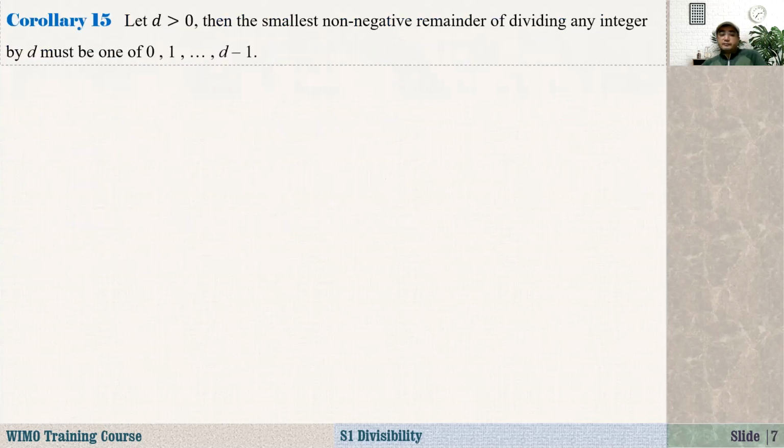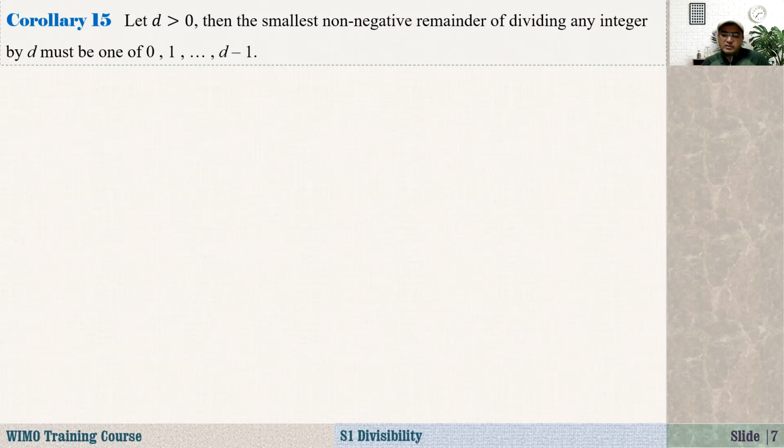Now let's get one corollary, a result of this one. Let d be a positive integer, then the smallest non-negative remainder of dividing any integer by d must be one of 0, 1, 2, 3, 4, and so on, up to d minus 1. Okay. And it makes sense, right? Because if you divide any number, the remainder is less than d. If you're talking about positive integers, then what numbers are between 0 and d? These are 0, 1, 2, 3, 4, up to d minus 1. So the remainder must be one of these numbers.